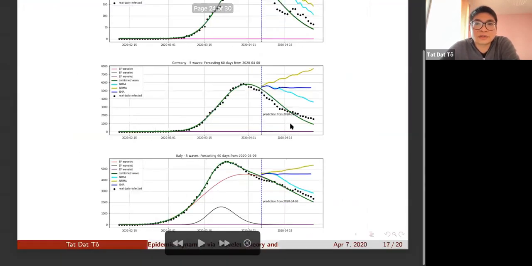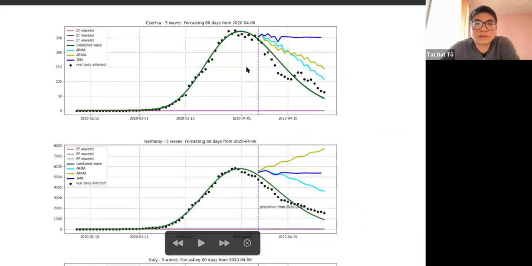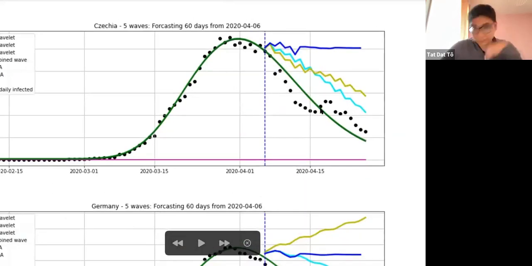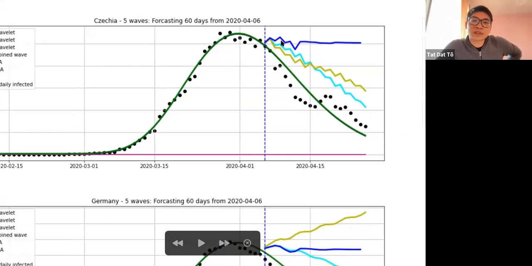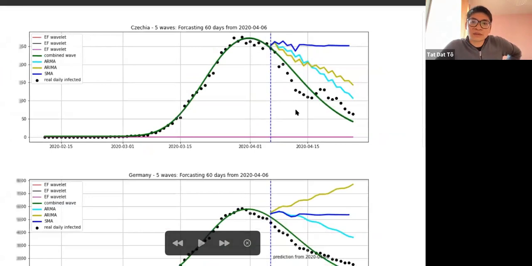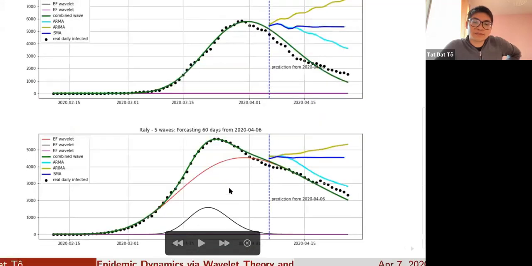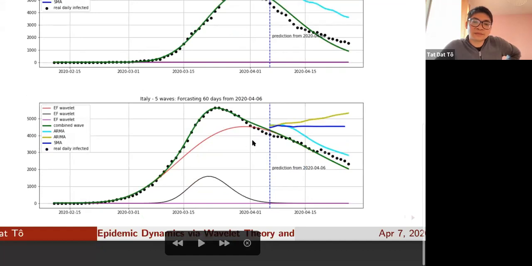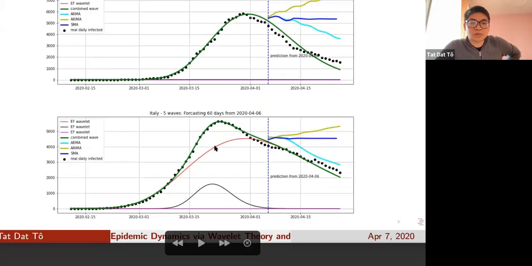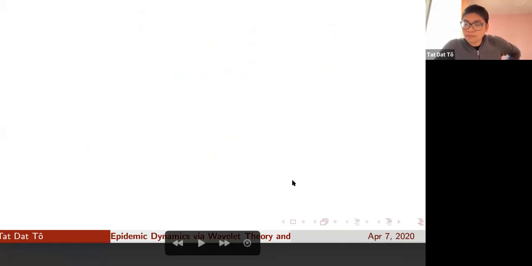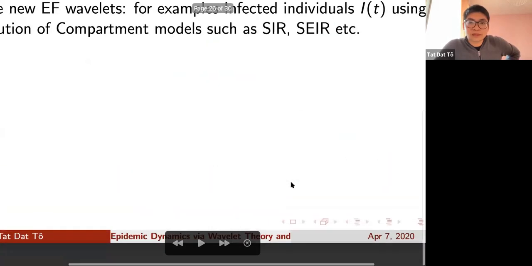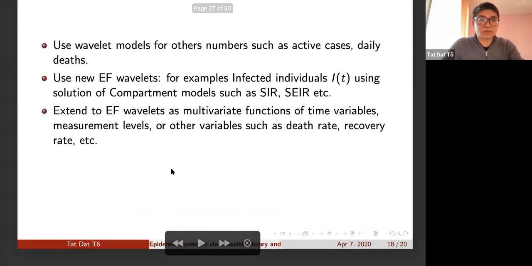For the second situation, after the peak, it should go down like this, and you can see that the other methods also say that it should go down. But our model is quite close to the real data. Here you can see that we have a sub-epidemic up here, and then the combination of two sub-epidemics gives the reported daily cases in Italy here. I took quite a lot of time, but it's almost done.